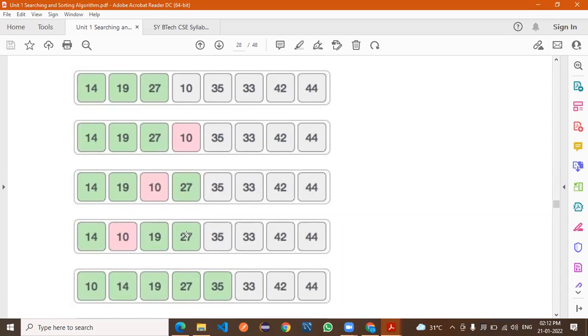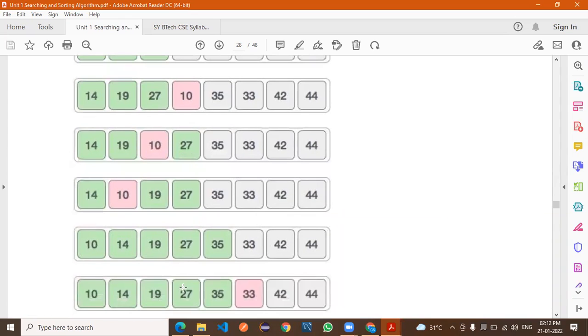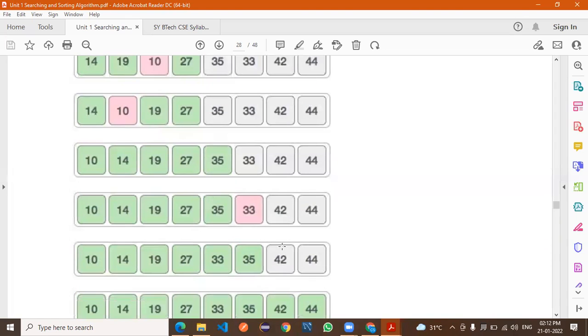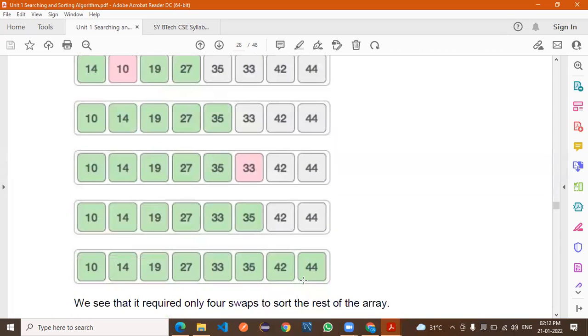Now after that 35 is compared with 27. So 35 will be inserted in a sorted list, right? Now the sorted list is in ordered manner, right? After that, next 35 is compared with 33. Now 33 is smaller than 35. Swap them, right? After that 42 is greater than 35. Same, it is already in a sorted order. Then 44 came. In this way, we have identified the sorted list.